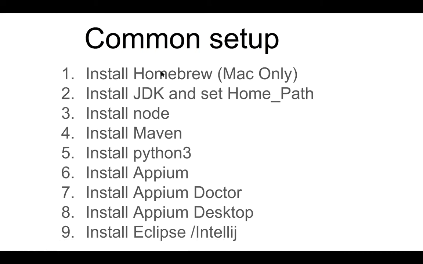So the first one is Homebrew. You need to install Homebrew on your Mac machine in order to install some other software, right? It's pretty simple and straightforward. You have to go to the website and just copy the command line. Let's see how we can do that.